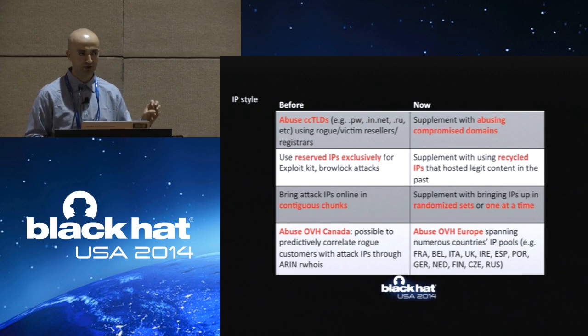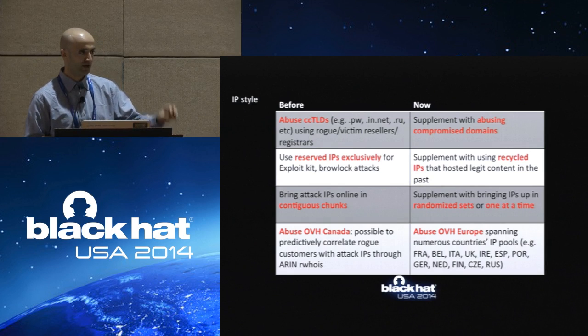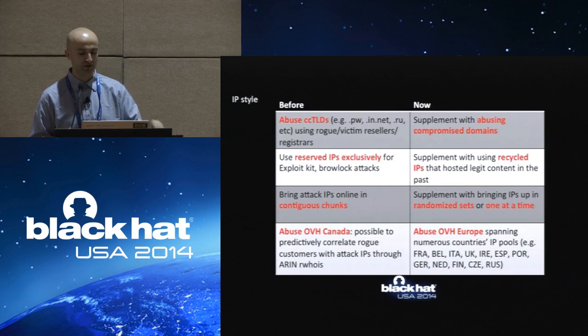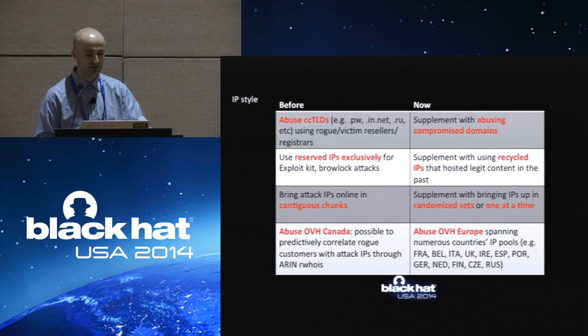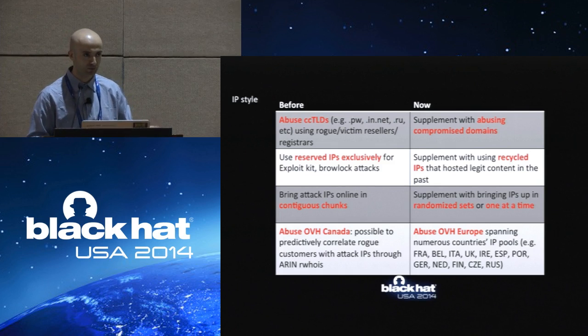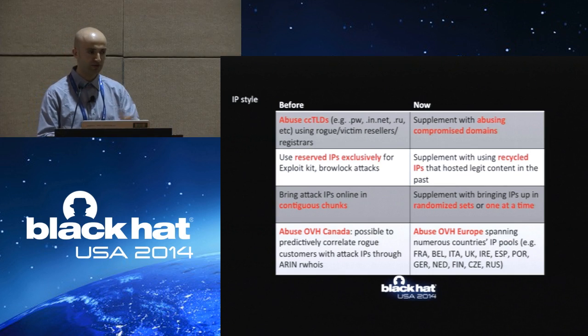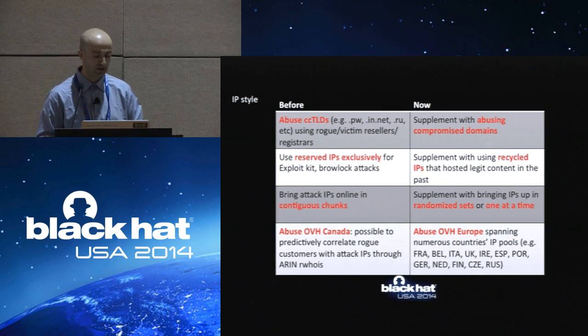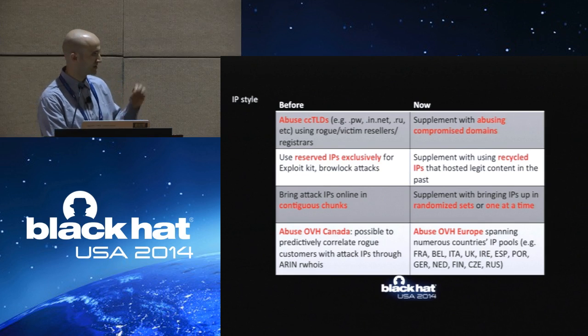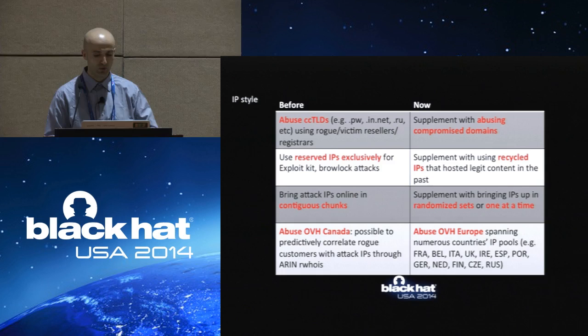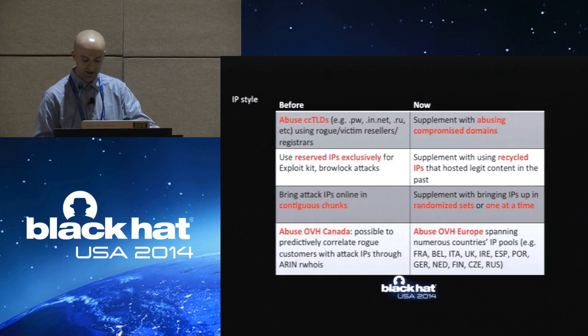And then finally, they used to abuse OVH Canada. And as we mentioned, using the ARIN database, you were able to see the customers reserving these ranges. It was relatively easy to predict the next IPs to deliver attacks. Whereas now they abuse OVH Europe, and as we said, RIPE is kind of scarce in details sometimes. They are also abusing IPs in different countries, across all of the European countries. So it's interesting to see how they reacted well, always trying to stay a step ahead.